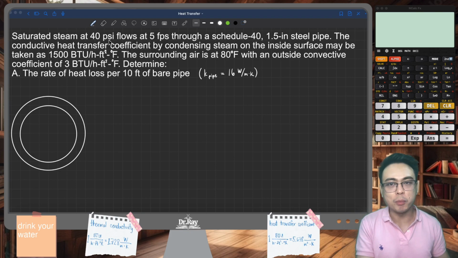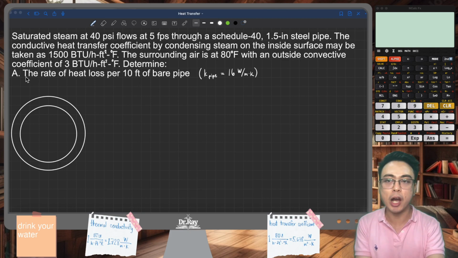Saturated steam at 40 psi flows at 5 feet per second through a Schedule 40, 1.5-inch steel pipe. The convective heat transfer coefficient by condensing steam on the inside surface may be taken as 1,500 BTU per hour per square feet per degree Fahrenheit. The surrounding air is at 80 degrees Fahrenheit with an outside convective coefficient of 3 BTU per hour per square feet per degree Fahrenheit. We are to determine three things.